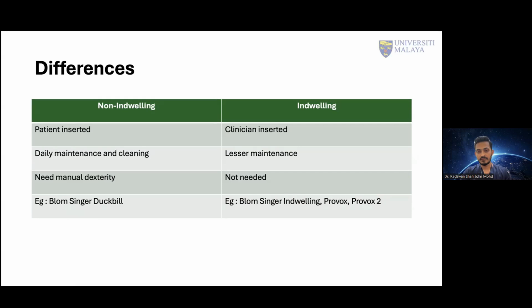Whereas the indwelling type is clinician inserted. During the change of this tracheoesophageal voice prosthesis, the patient will have to schedule an appointment to see the ENT surgeon, and they would have to surgically insert it in the operating theatre. The good thing about the indwelling type is that the maintenance involved is lesser, whereby the patient can use a brush, which comes with the set they have purchased, to clean it on a regular basis rather than taking it out and putting it back in. Therefore, manual dexterity is not really needed. Types of indwelling voice prosthesis include the Blom-Singer indwelling type and Provox 2, just to name a few.